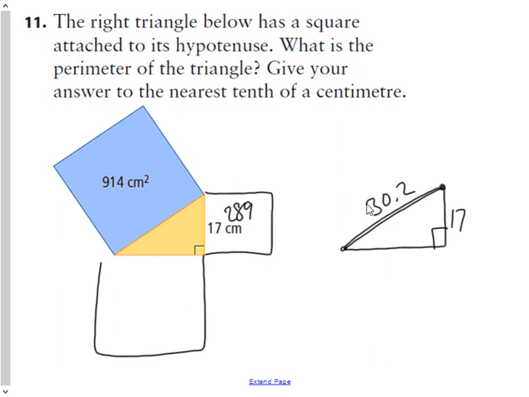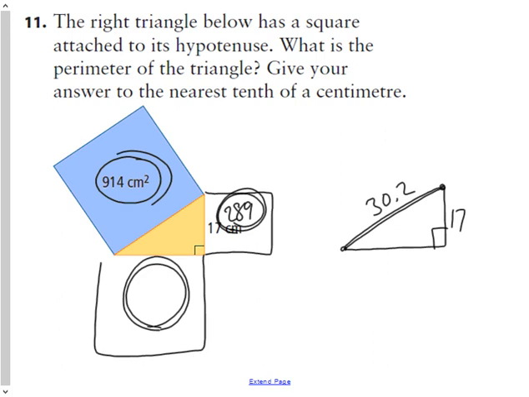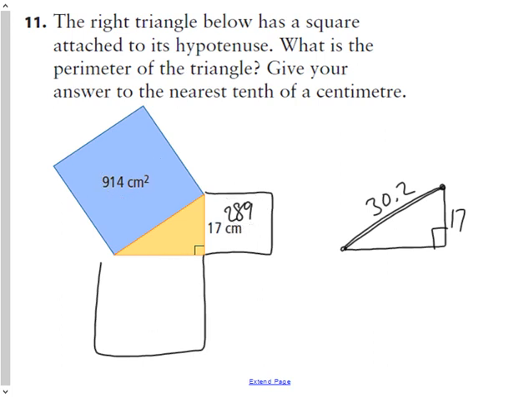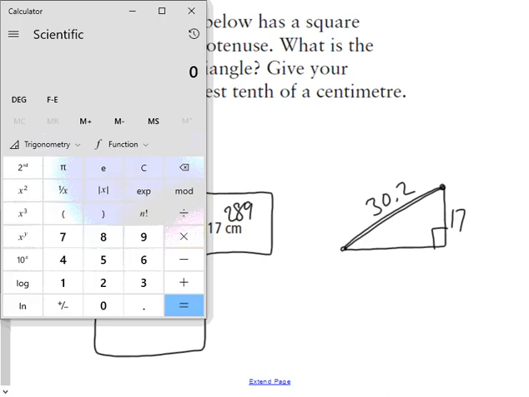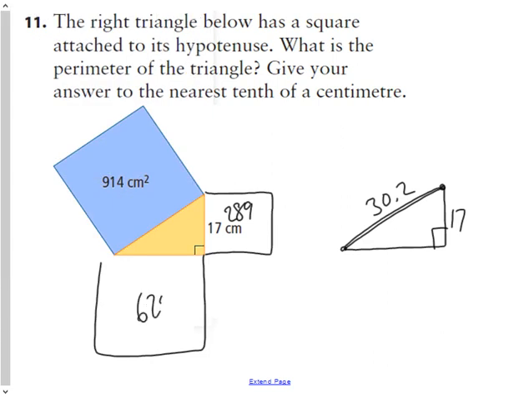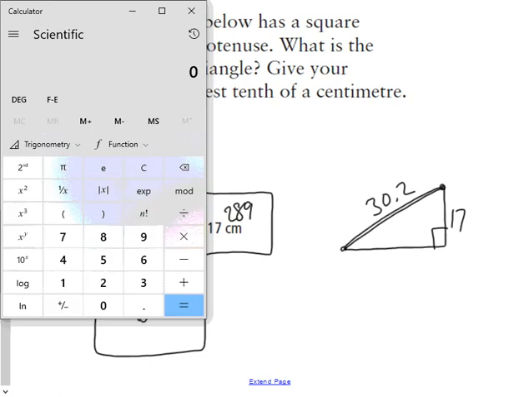The first thing I can figure out is the area. And I'm going to get that by taking this, take away this, will be this, because this plus this is this. So, 914, take away 289 is 625. So this area is 625. And how do I get the side length? Square root 625. 25.